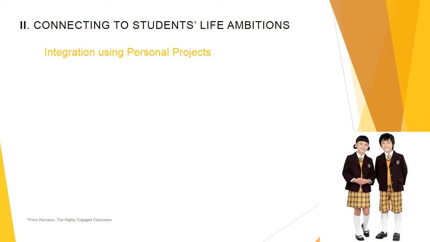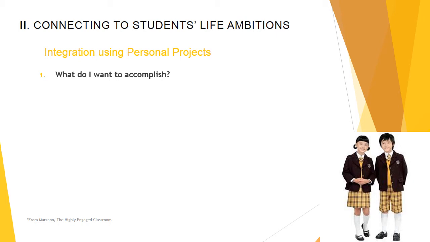The next section we want to look at is connecting to students' life ambitions. A very simple way to do this would be to help the students come up with personal projects. Now, Heidi Hayes Jacobs in 2010 came up with some really good phases of questions that we need to ask to help the students as they are coming up with their personal projects.